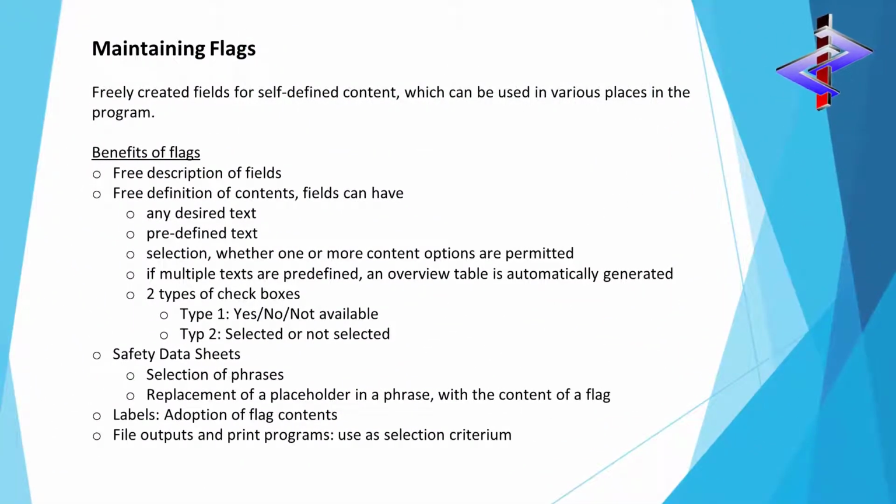Flags are a simple way to assign self-created groups with freely definable content to raw materials and preparations, which can then be used in different areas of ChemGes. In principle, they are a much more extensive form of article groups in terms of function, created specifically to easily assign a single indicator to a substance. Article groups will be explained in another video.